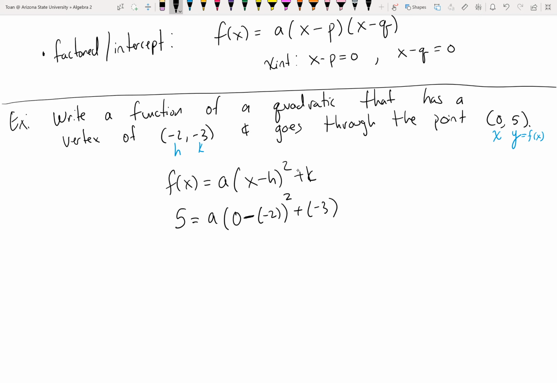Notice what it gives us. It gives us an equation that we can solve for a. So that's it. Just do math and solve for the variable. So I'm going to solve for a here. So you have 5 equals a.